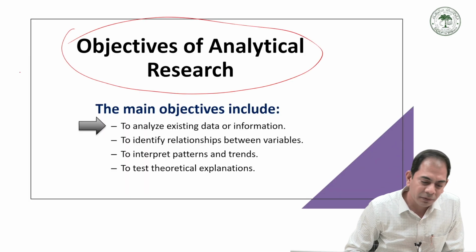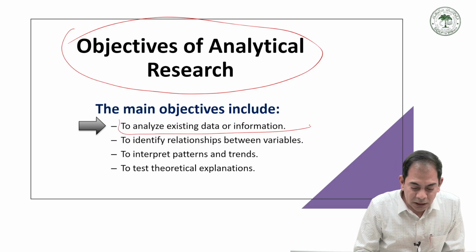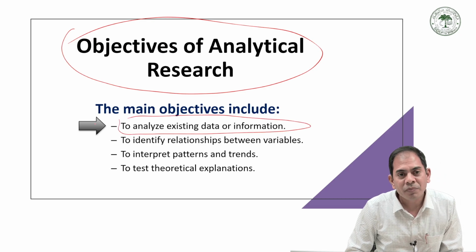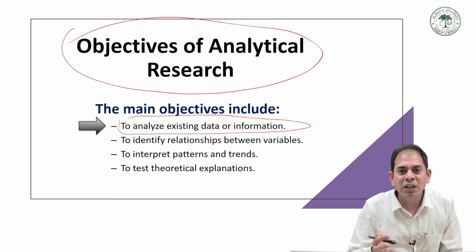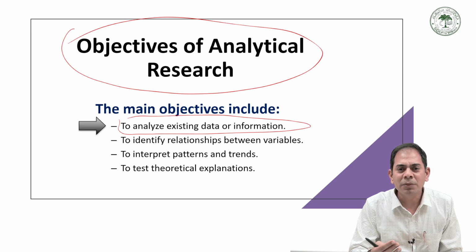In this slide, we have the objectives which are used in analytical research. Generally, analytical research has some objectives. First is to analyze the existing data. The main objective of analytical research is that the researcher works with already available data, such as performance records, fitness scores or match statistics, and examines it in a scientific manner.